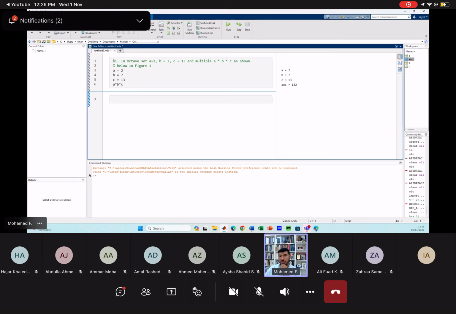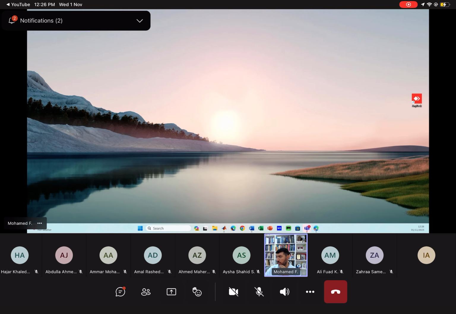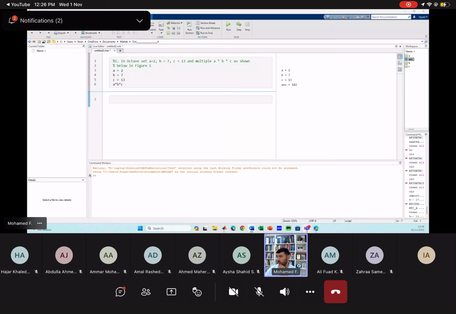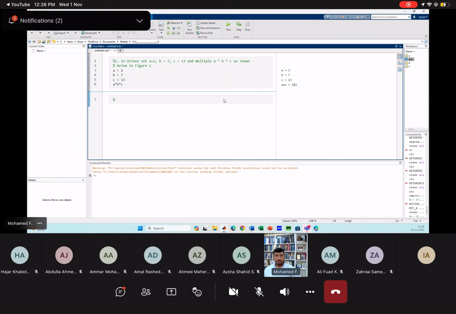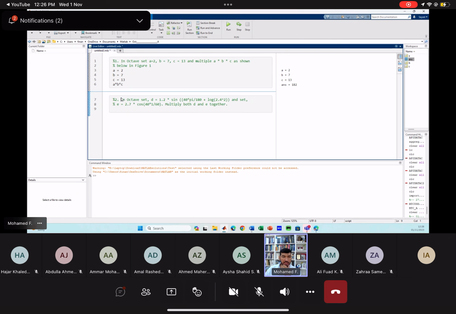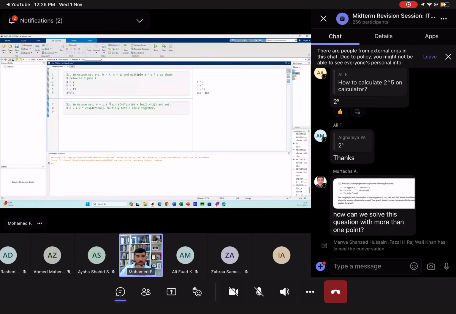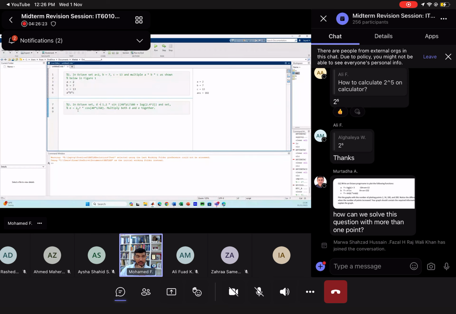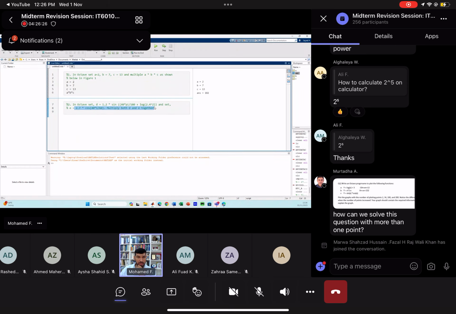So let's go to question number 2. Question number 2, guys, if you want to follow up with me, please do so. The second question says that in Octave, set D equals to that, and set E equals to this.